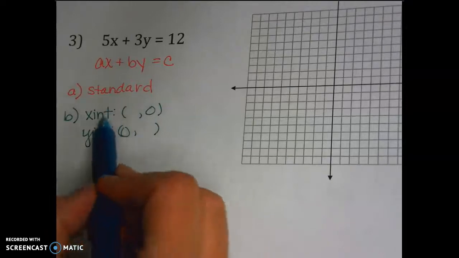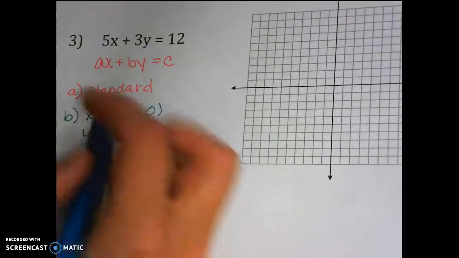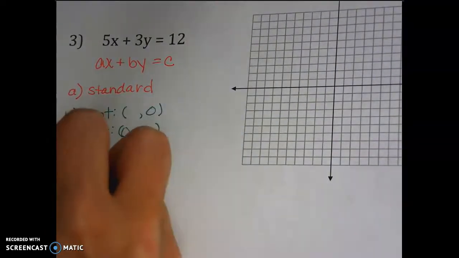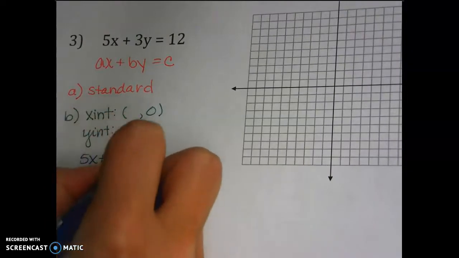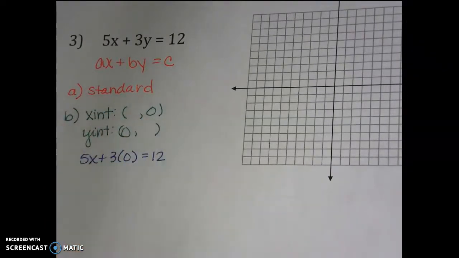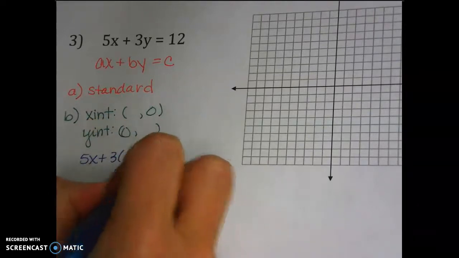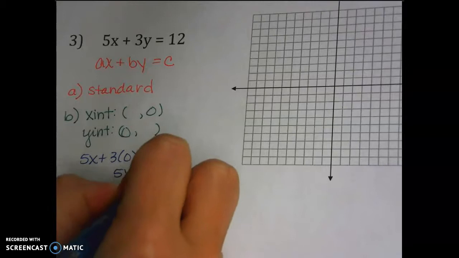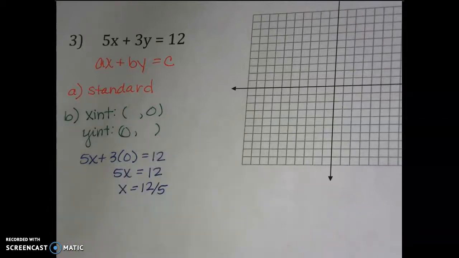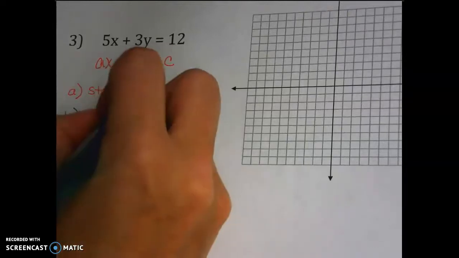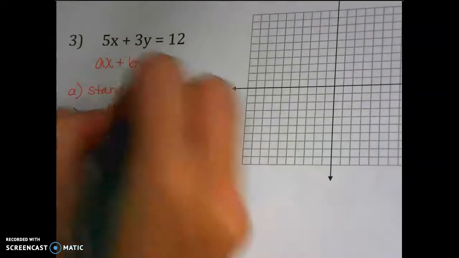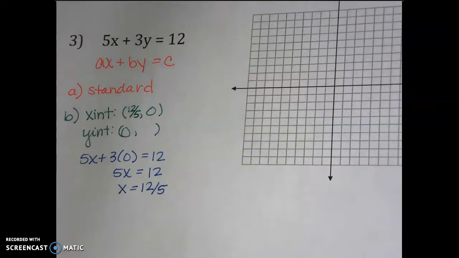So if I want to find the x-intercept, I'm going to put a 0 in for y. So 5x plus 3 times 0 equals 12. 3 times 0 is 0, so it goes away. I have 5x equals 12, so x equals 12 fifths. Now, most of the time, I want you to leave answers as fractions, so we'd have 12 fifths, 0. But when we get to graphing, we're going to need to know approximately what that is so we can graph it. So we'll come back to that in a minute.